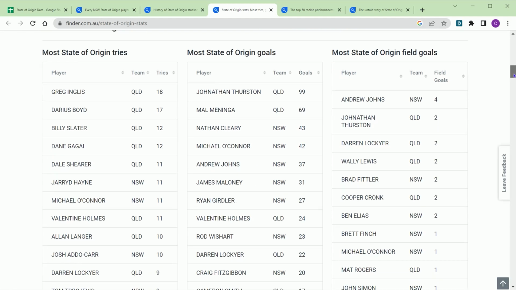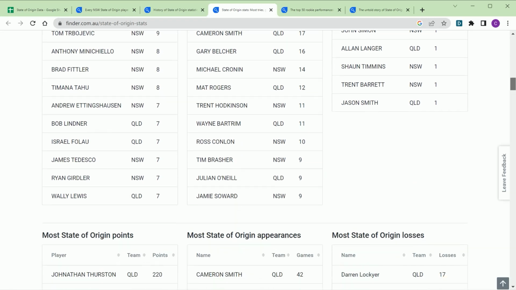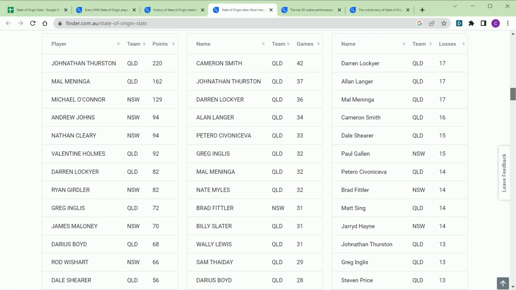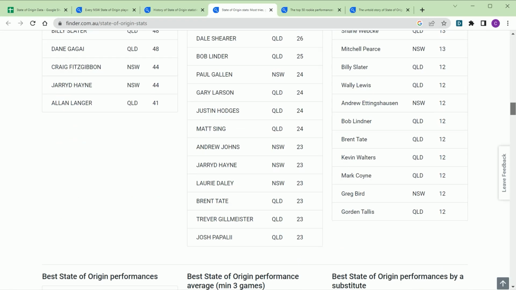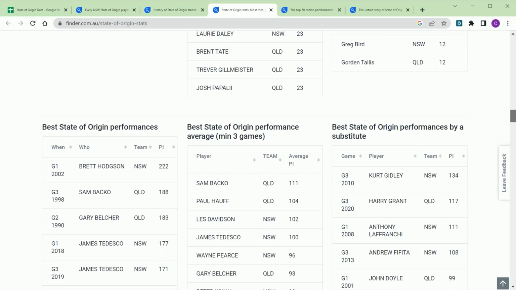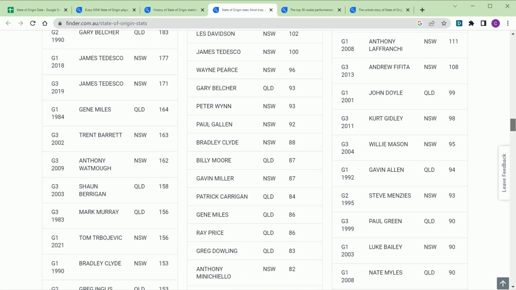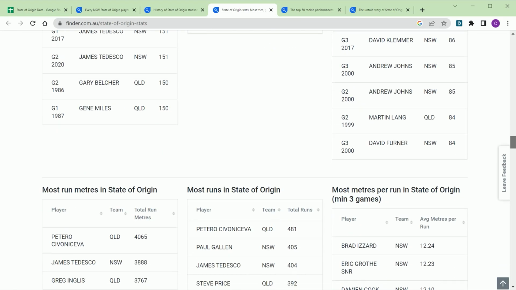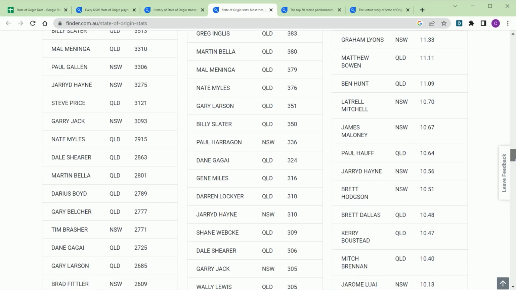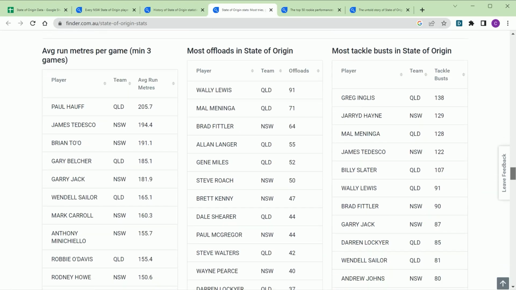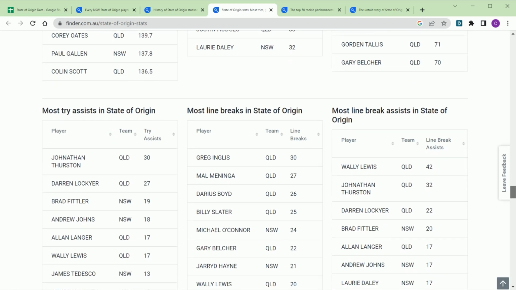So I've created stat tables which are on find.com.au, and there's many more stats that I haven't got up there yet, that you can go through to basically just fill yourself with State of Origin stats that are the real deal. So I'm going to do that over the next 24 hours, so stay tuned. And then after game 3, I'll also update you guys on the performance index stats of that particular game.